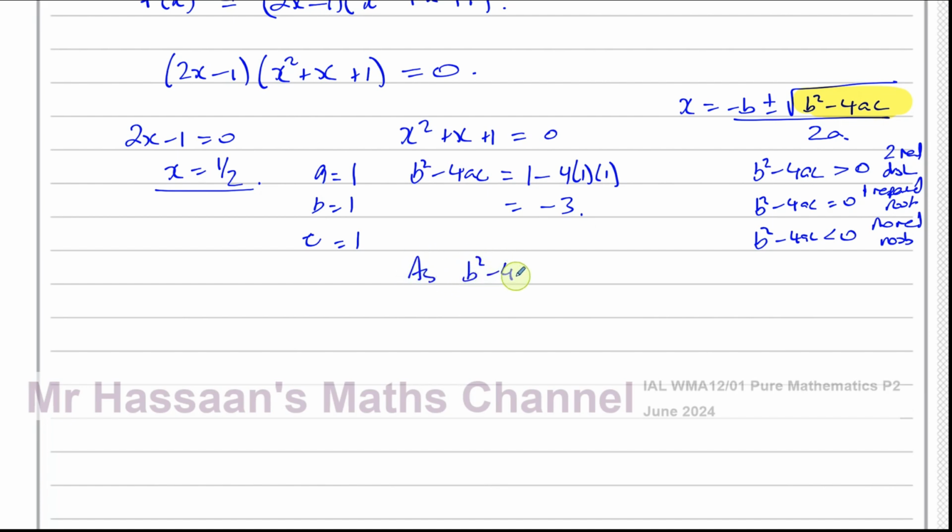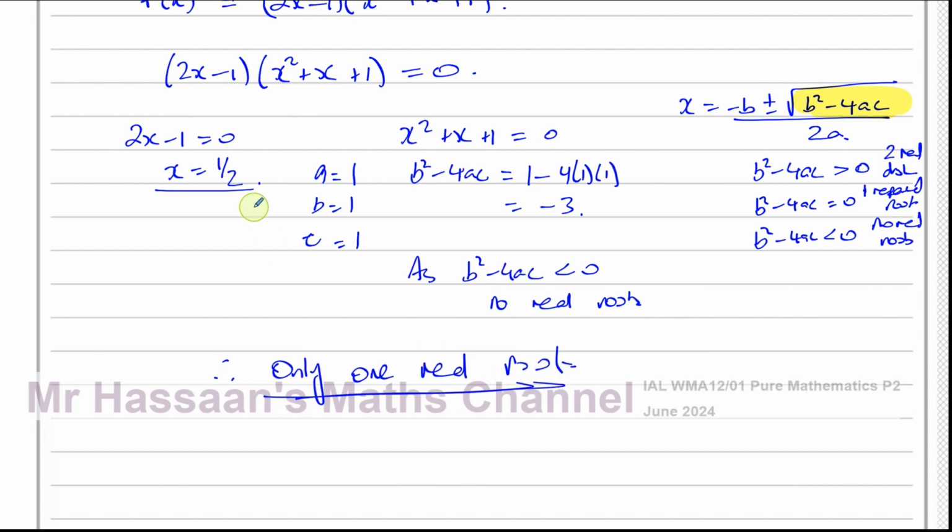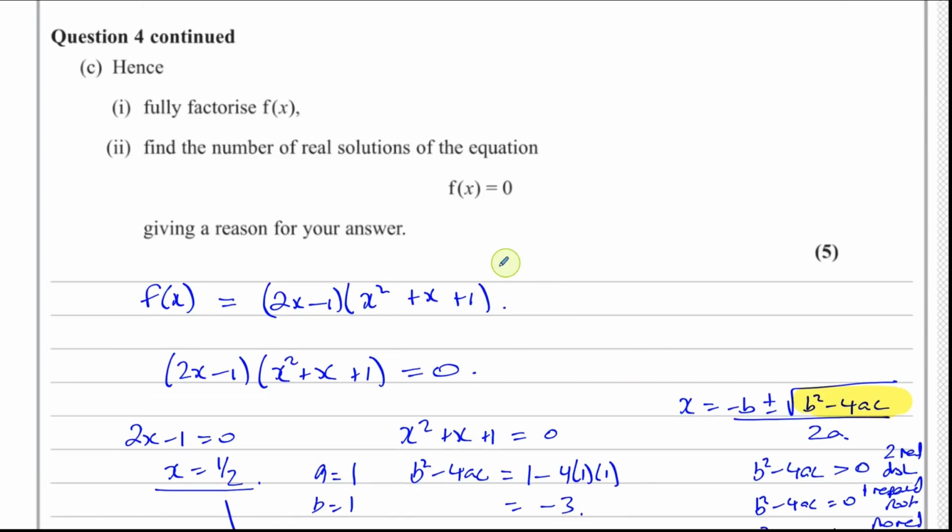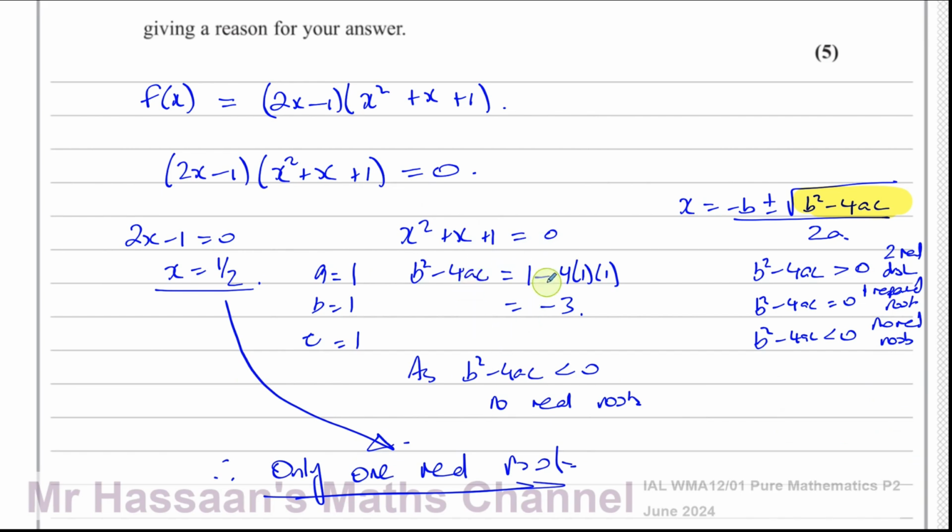So as b squared minus 4ac is less than 0, there are no real roots for this part. So we can say, therefore, only one real root is found from this part of it. This part produces no real root. So that's the answer to this question. And the reason is basically shown here. You don't need to write an essay or anything. That's fine. So that concludes this question.